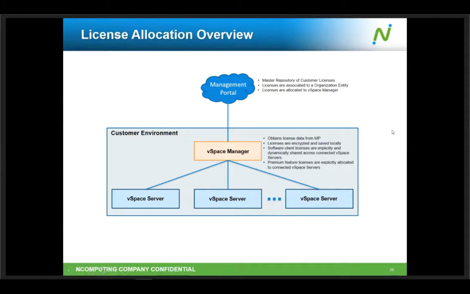But because the management portal is the master repository for the licenses, the information is being seen up here, and the IT admins will be able to log into the management portal and pull that information down to the manager, and then allocate those licenses from the vSpace Manager to the appropriate vSpace servers A and B. Okay.